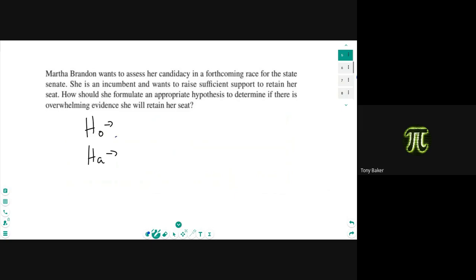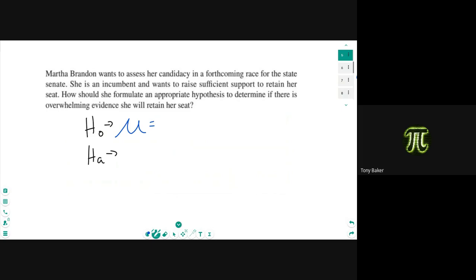There's no numbers in it. So we have to use, remember, the null hypothesis is what it equals. It's always got to be a number. What do we typically use when we're looking at races? We typically use a percent, right? What's that percent?